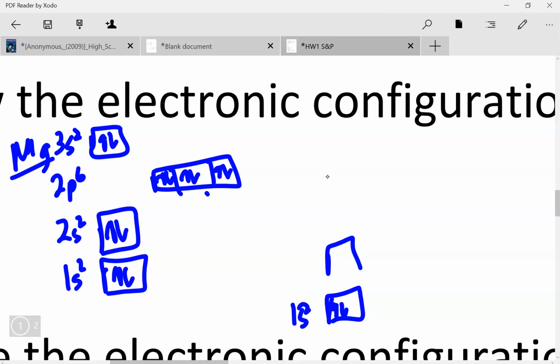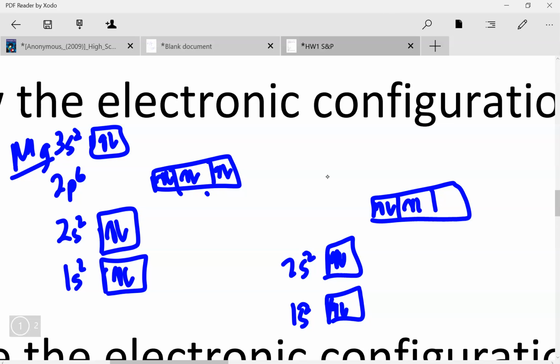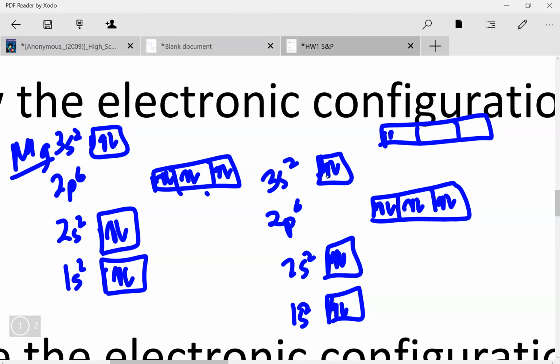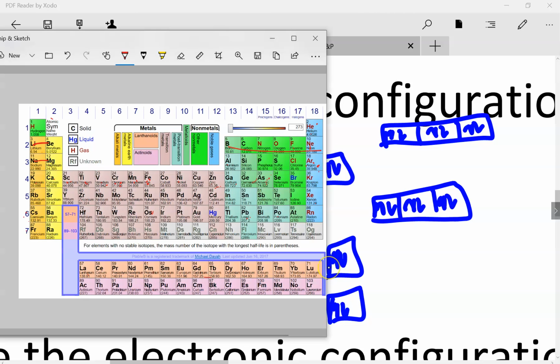1s2, 2s2, 2p6, 3s2, 3p6. That's argon's configuration, because here we have 3s2 and then 3p6 for argon, because again, this is the p block, so you get p6. There we go.